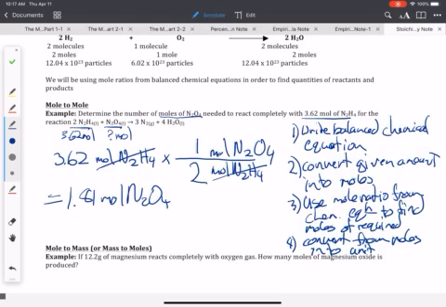Okay, so you're going to find the moles of whatever it is you're looking for. And then the last step, if there is a last step, is going to be to convert from moles into the unit that you've been asked for. Okay, so in our next video, we'll go over an example where we're given a mass and we're asked for a number of moles.